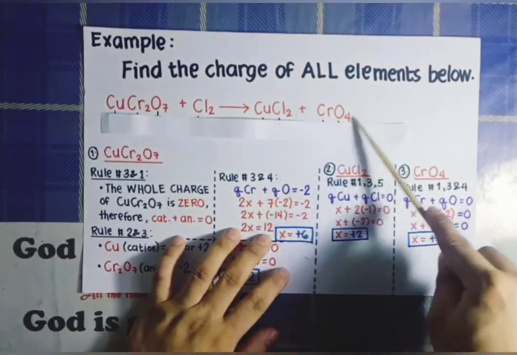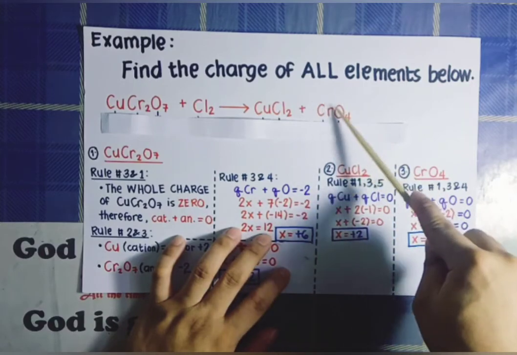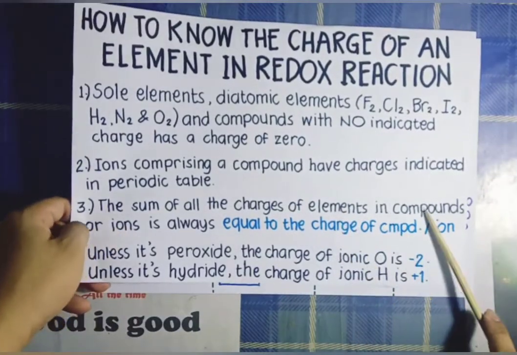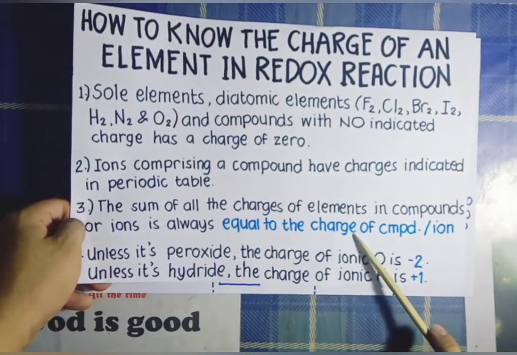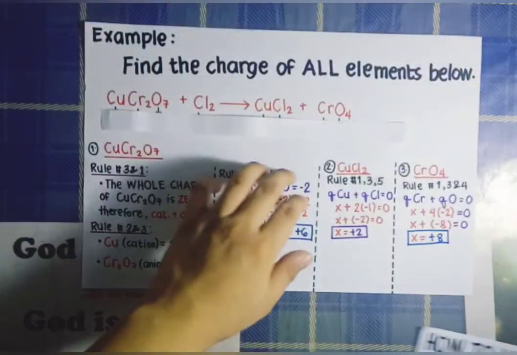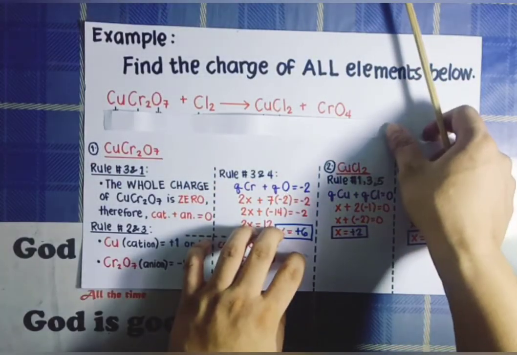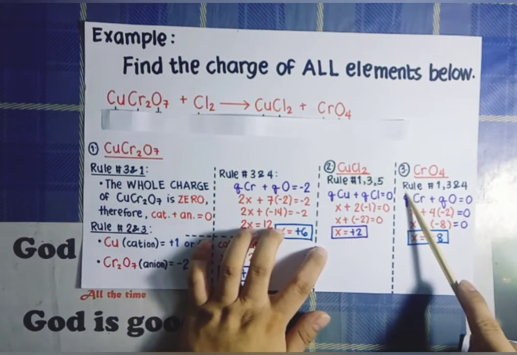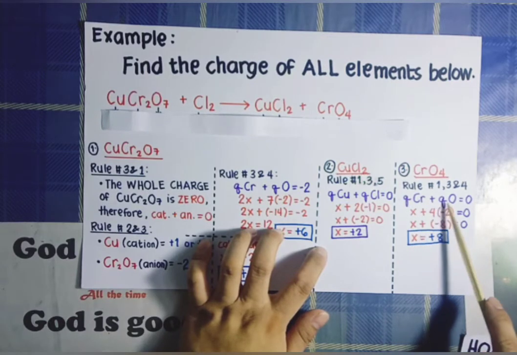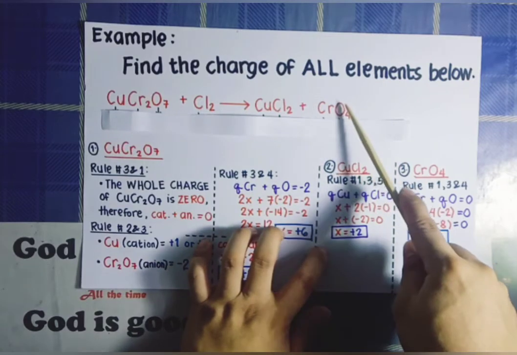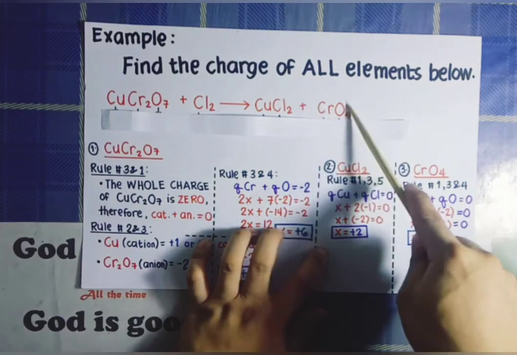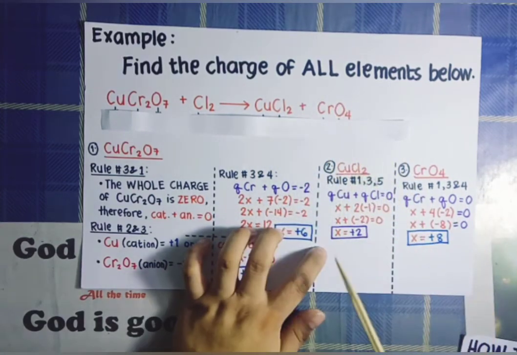So we can assume that the charge of the whole CrO4 compound is 0. And according to rule number 3, the sum of all the charges of elements in compounds or ions is always equal to the charge of the compound or ion. In this case, again, the charge of the whole CrO4 compound is 0, and that's why, according to rule number 3, the charge of Cr, by the way, this Q here is actually charge, charge of Cr or chromium plus charge of oxygen in CrO4 is equal to 0, because that is the charge of the whole CrO4 compound.